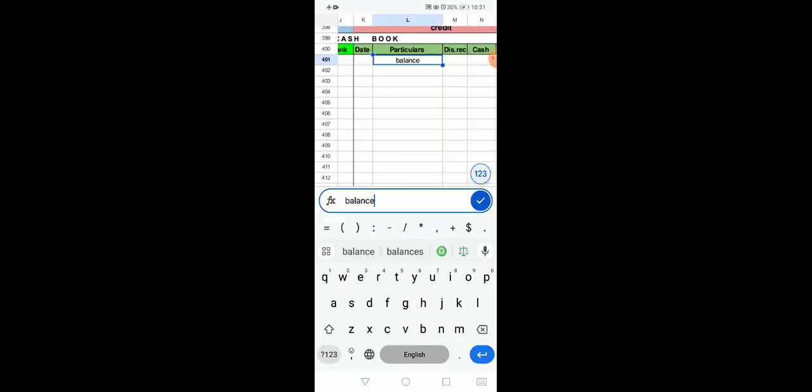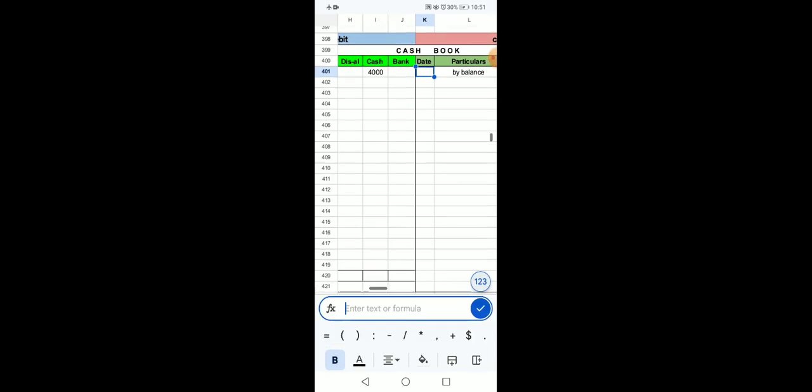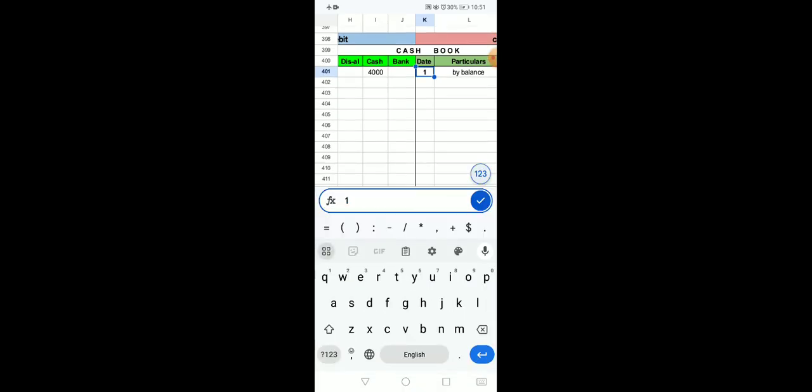But here kindly note, whatever you will write in particular column of the credit side, you will write an additional word at start, and that is by. So whatsoever you are mentioning over here as a reference, you will use by as a prefix, means starting word. Now let's see what was its date. It is 1B, so you will mention 1B in date column.